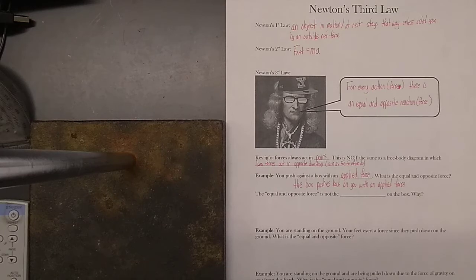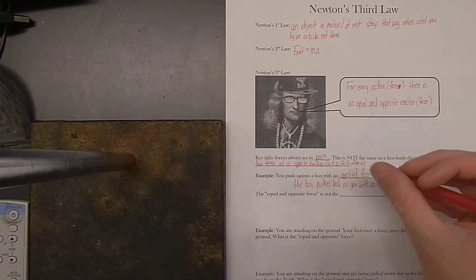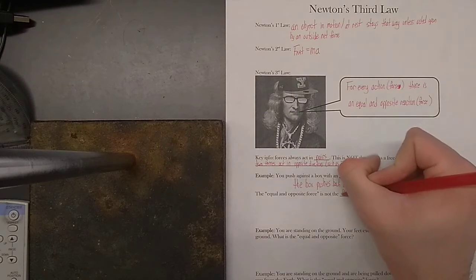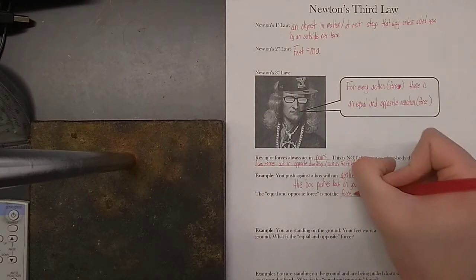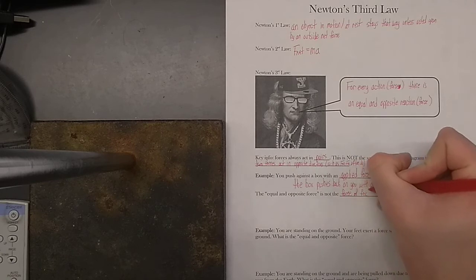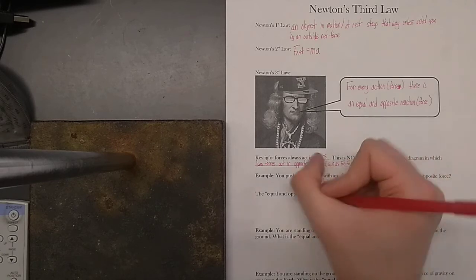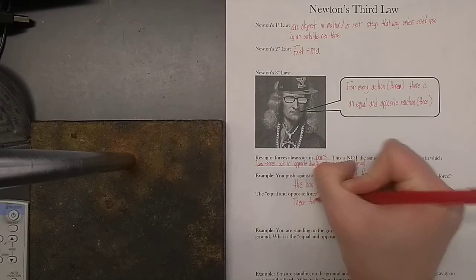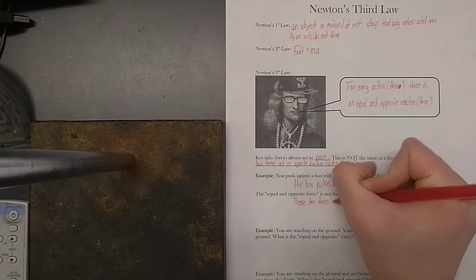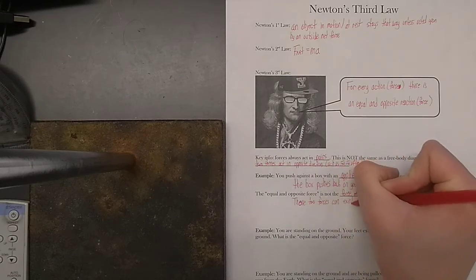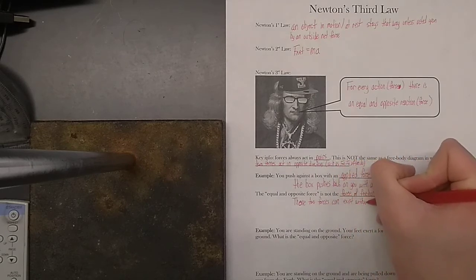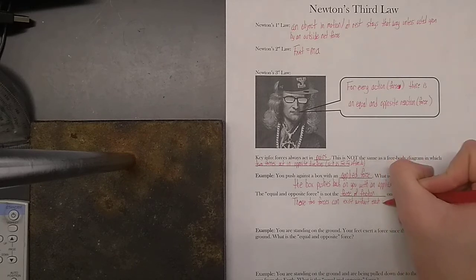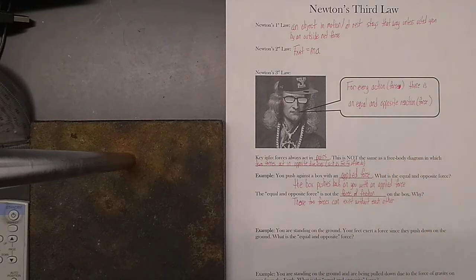What someone who doesn't know what they're talking about might say is that the equal and opposite force is the force of friction. That's not true, okay? The equal and opposite force is not the force of friction. And let's explain why. It's not the force of friction because those two forces can exist without each other. And by those two forces, we're talking about the force of friction and the applied force. They can exist without each other.